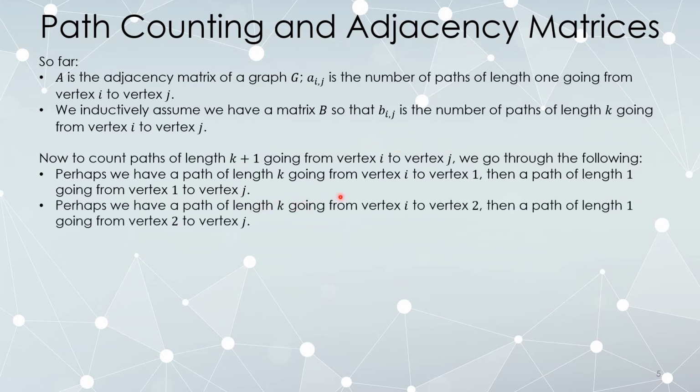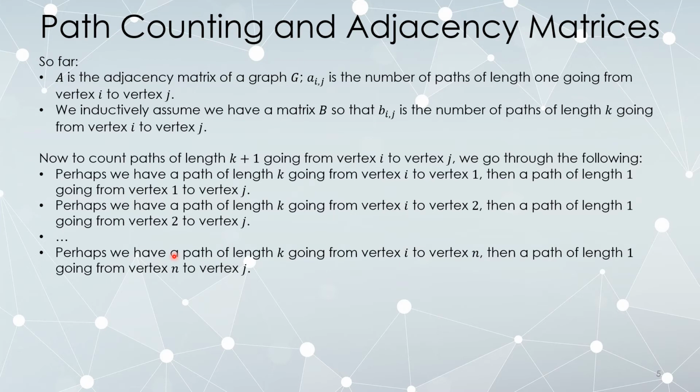So overall, I took k steps to get here, and then one more step to get here. I have a k plus 1 length path to get from i to j. Or maybe k steps start me at i and get to vertex 2, and then a single step to get from 2 to j, and so forth until the last vertex. From vertex i take k steps to end up at vertex n, and then a single step to get from vertex n to vertex j. Altogether, to describe k plus 1 length paths from i to j, I've said, well, where am I after k steps? Maybe I'm at 1, maybe I'm at 2, maybe I'm at 3, maybe I'm somewhere, and then I take one more step to end up at vertex j.